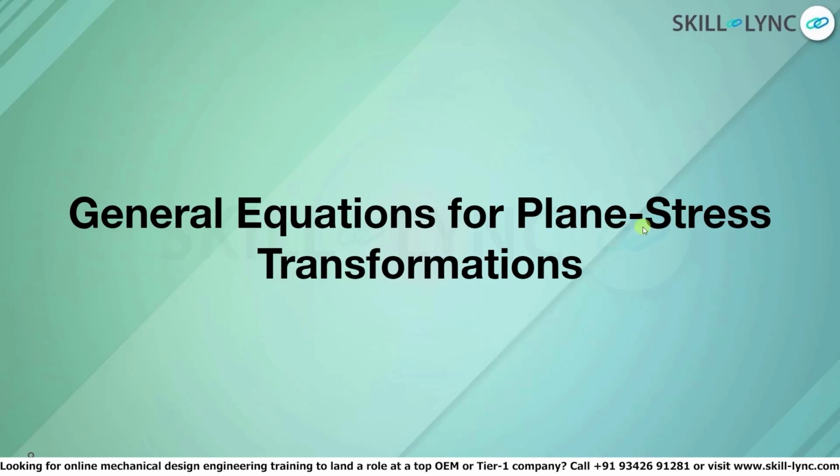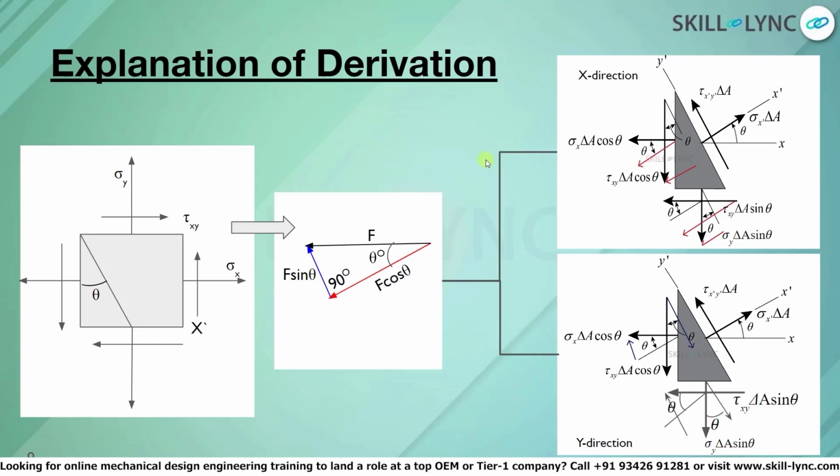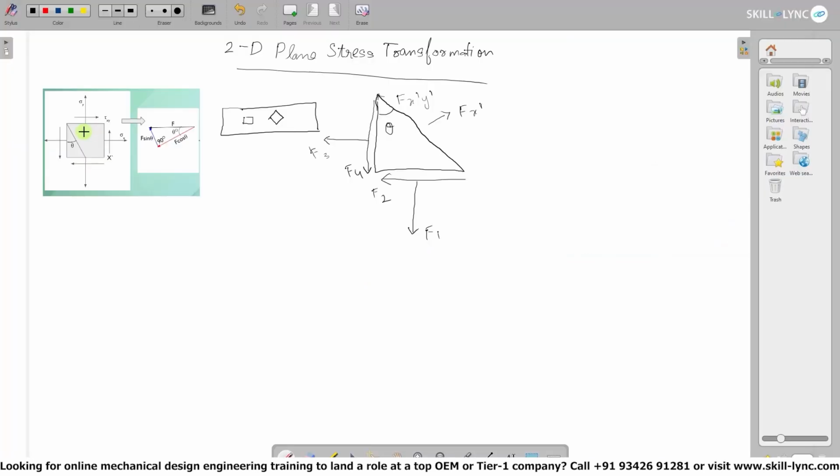So, general equations for plane stress transformation is what we'll be seeing now. Now, taking a square element or a 2D element, like how we saw back in the slide, we know that sigma x is going to be our normal stress. Same way, sigma y is also going to be the same, but sigma x is going to be in the x direction and sigma y is going to be in the y direction.